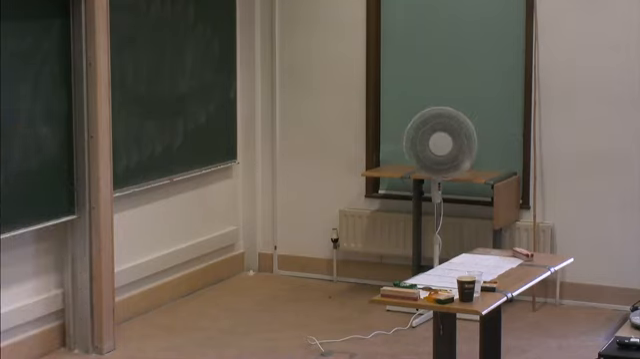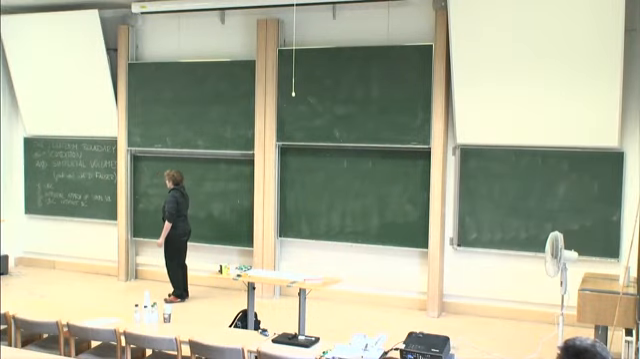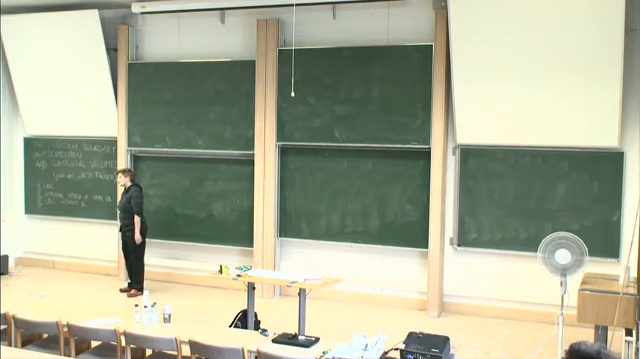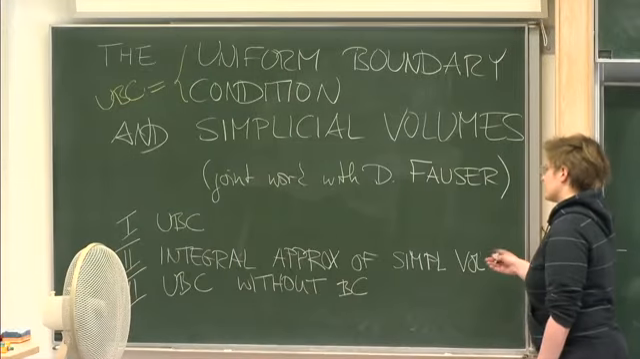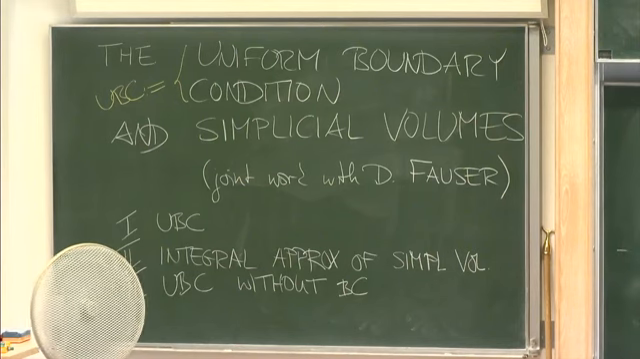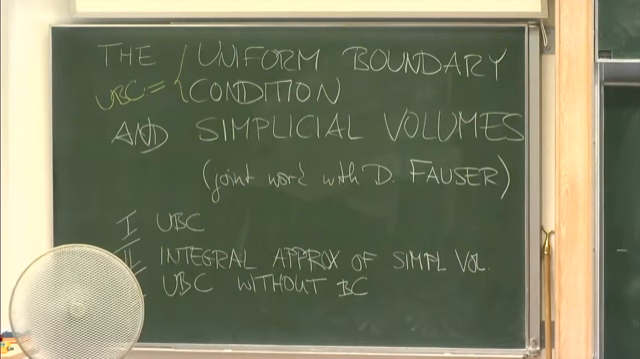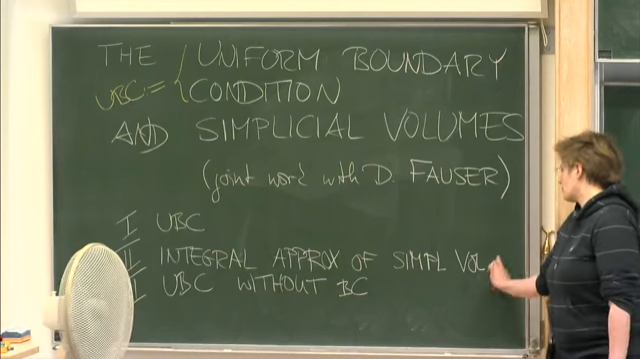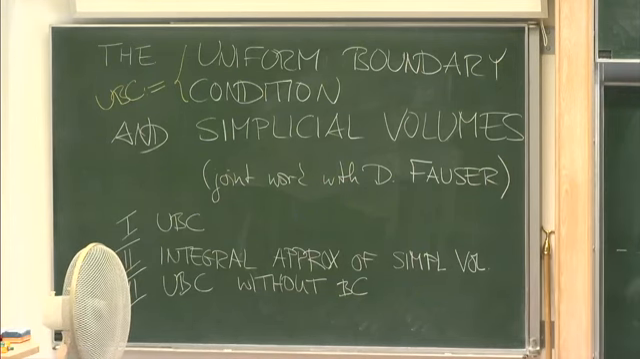So yeah, I'll talk about the uniform boundary condition and simplicial volume. I'll first introduce what the uniform boundary condition is and why one could be interested in that. And then I'll present a slightly different topological problem on simplicial volume, and then in the end I will talk again about the uniform boundary condition and how it can be used to do something on the second part.